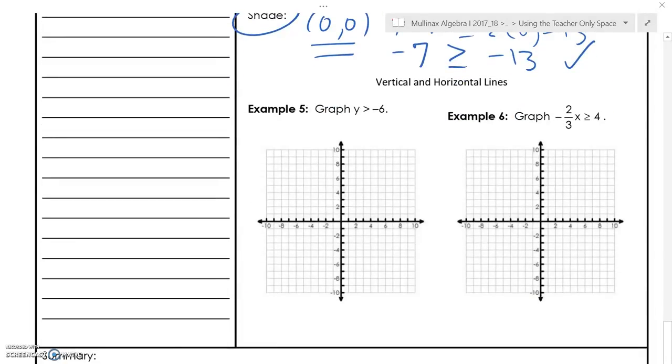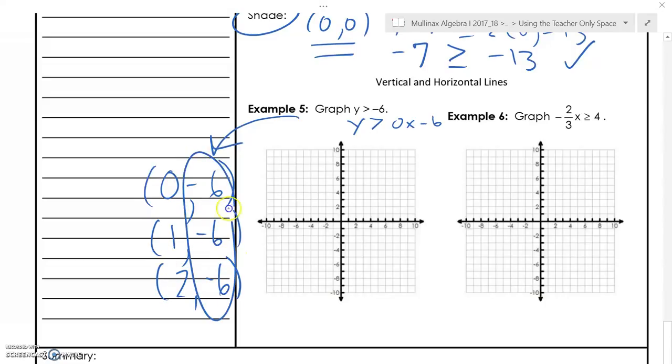Moving on to review graphing vertical and horizontal lines. Y is greater than negative 6. If it's y is greater than negative 6, you could also write that y is greater than 0x minus 6. You could also come up with a list of ordered pairs that have a y value of negative 6: (0, -6), (1, -6), (2, -6).